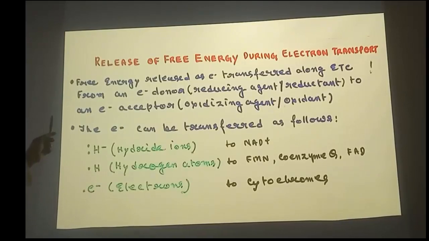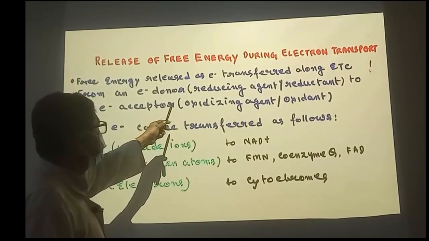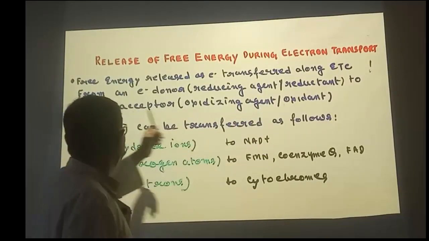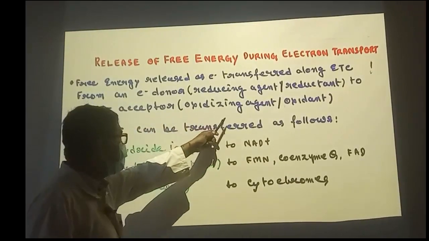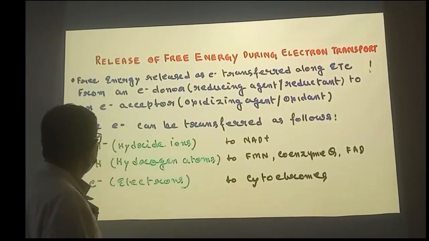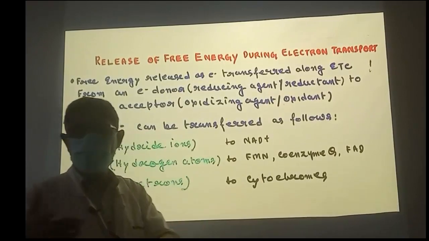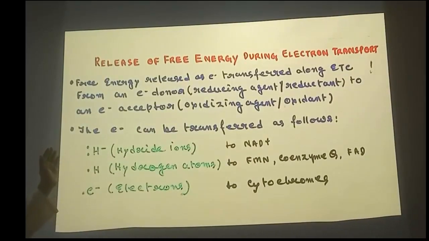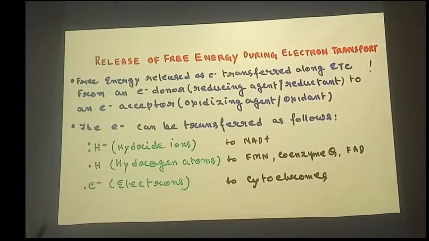So from an electron donor, which is a reducing agent or reactant, to an electron acceptor, or oxidizing agent or oxidant, the electron can be transferred as follows. In different forms, electron can be transferred from reductant to the oxidant.